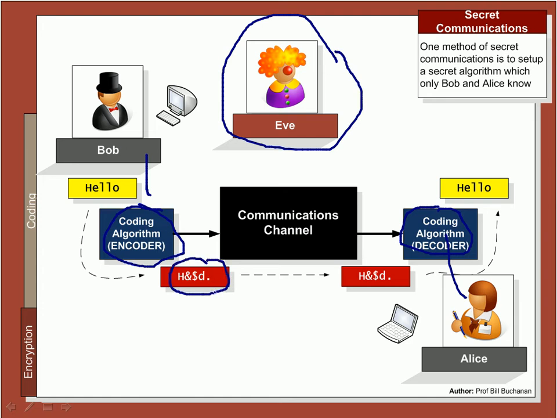We typically call this a ciphertext and this a plain text. Pass it, and Alice knows how to decode it.